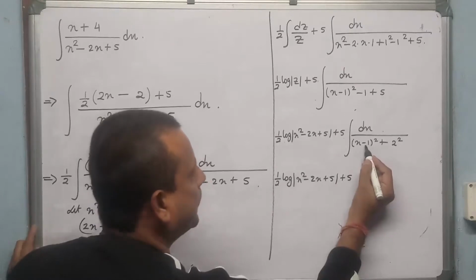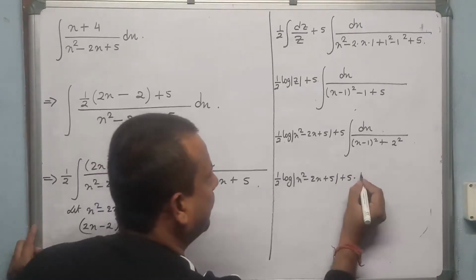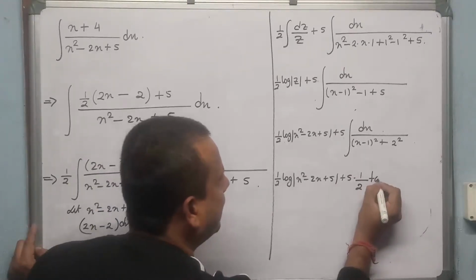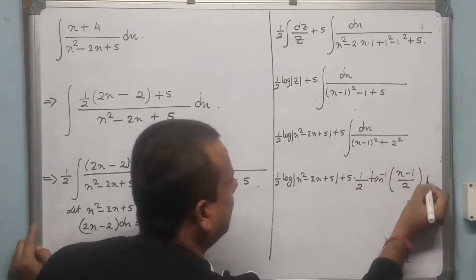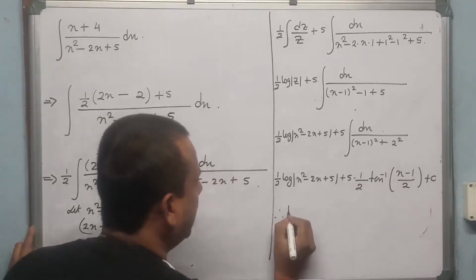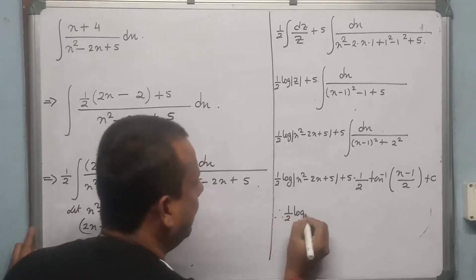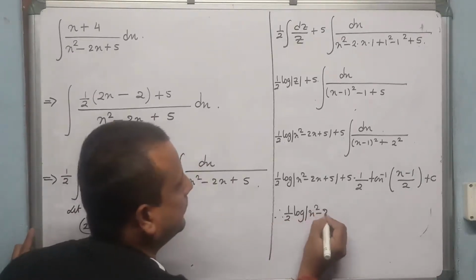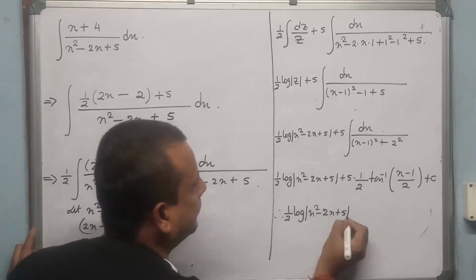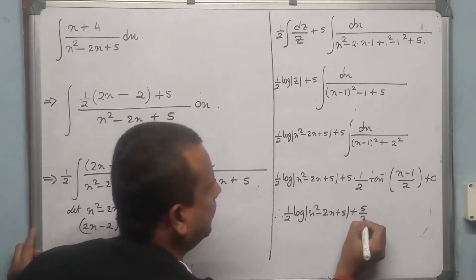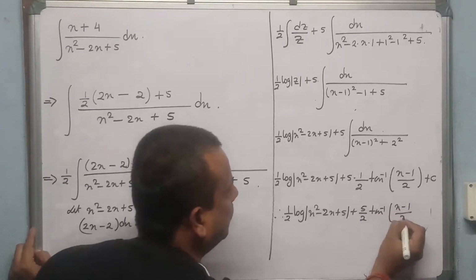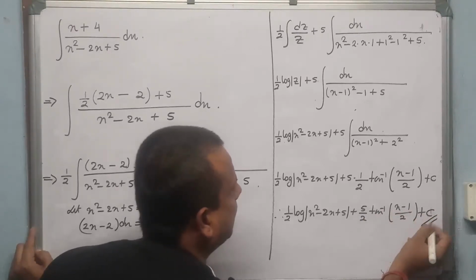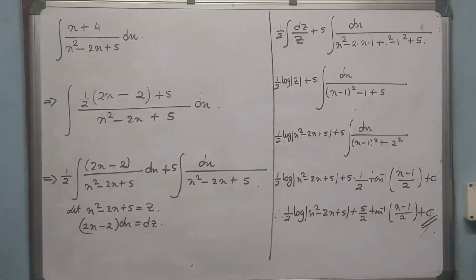It is in terms of formula, x square plus a square, 1 by a tan inverse of x by a plus c. Now the final answer that I'll write: half log x square minus 2x plus 5, plus 5 by 2 tan inverse of x minus 1 by 2, plus c. The required answer.